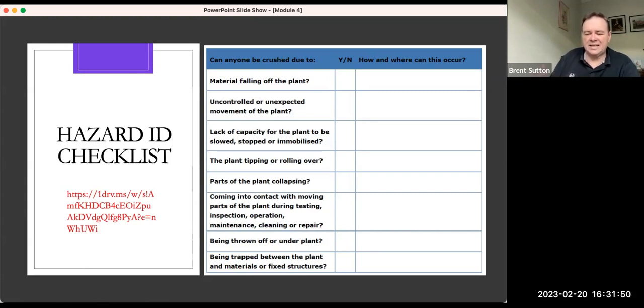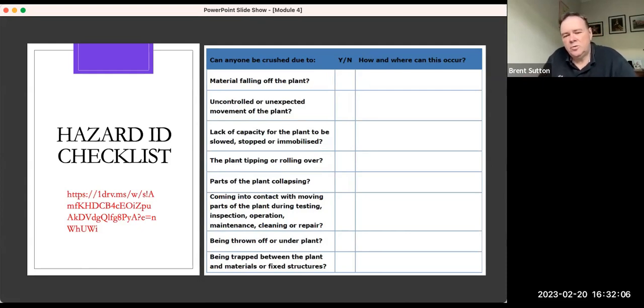We have adapted that checklist from ISO 12100. ISO 12100 is the international standard for machinery safety. So that checklist has come from a good pedigree.